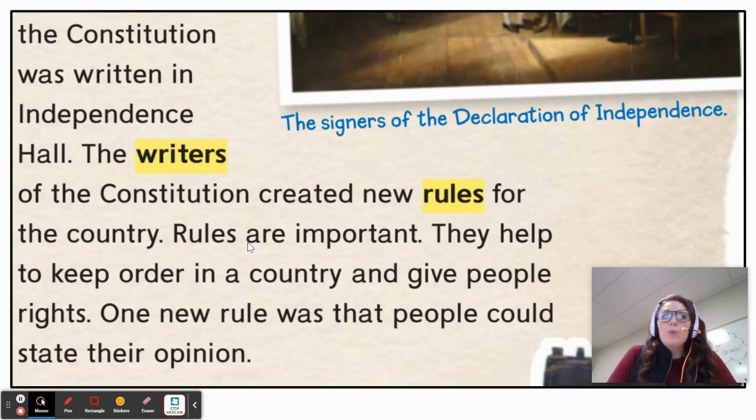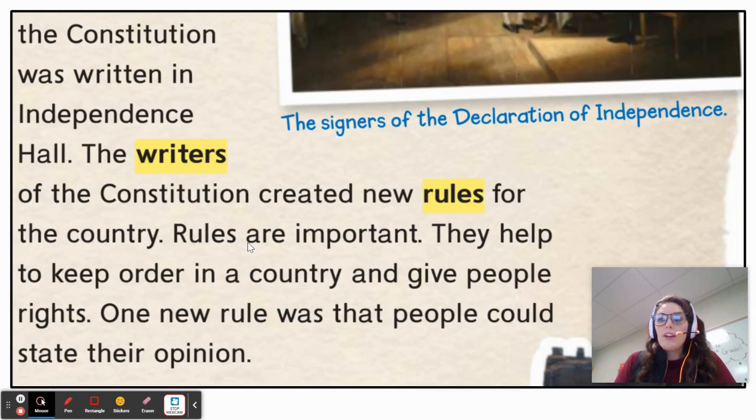The Constitution was written in Independence Hall. The writers of the Constitution created new rules for the country. Rules are important. They help to keep order in a country and give people rights. One new rule was that people could state their opinion. Believe it or not, second graders, there once was a time when people were not allowed to speak their mind and share their opinions. But the writers of our Constitution made sure it was a right of the people to be able to say their opinion.